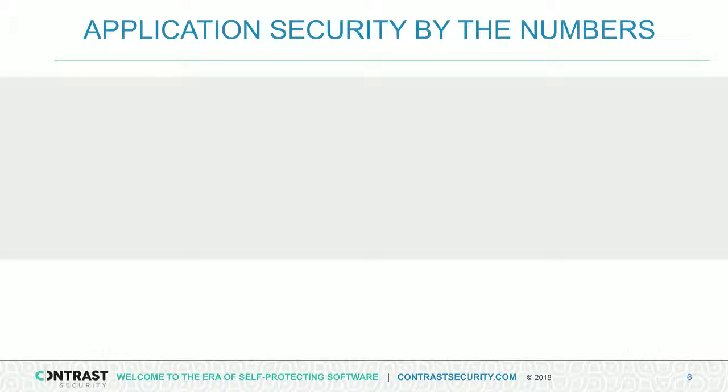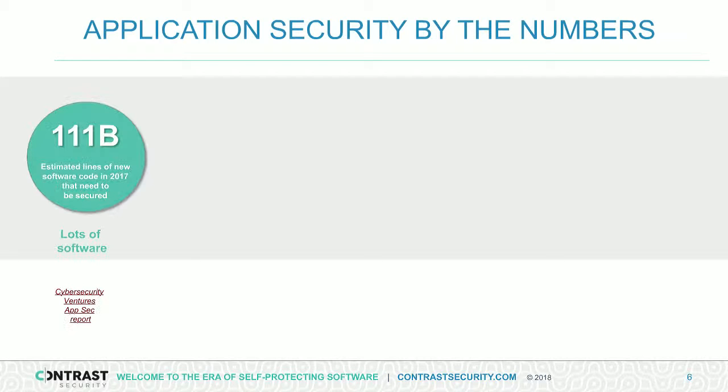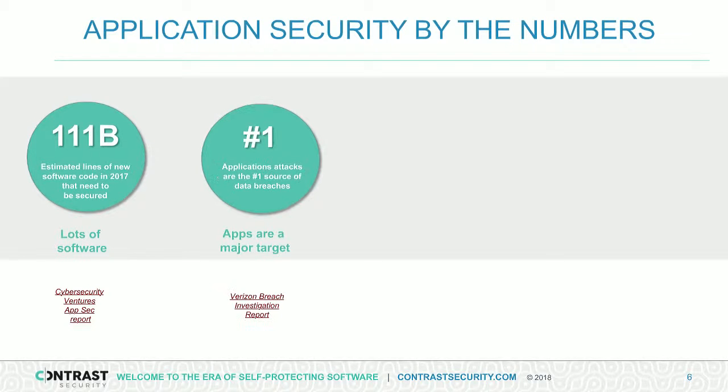Let's first look at some interesting numbers that I found. New code is being written, and there's a lot of it, and the number of apps is growing and rolled out much faster. In 2017, an estimated 111 billion lines of code were written that need to be secured, right? What's the result of that? Well, there's potential that new vulnerabilities and threats might be introduced as you're writing all this code, which means more potential risk for companies out there.